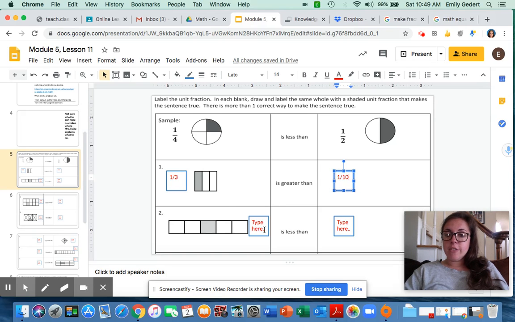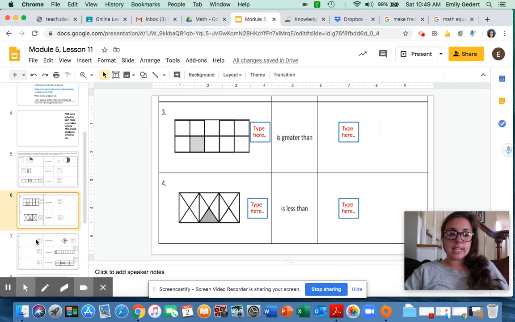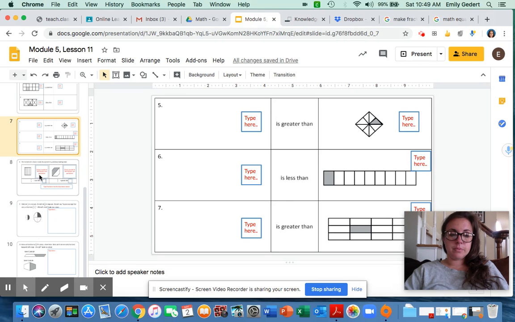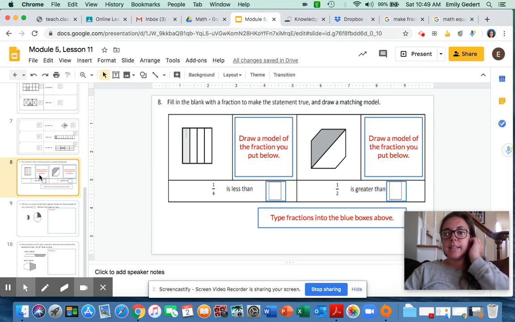And then just be careful because on number 2, you're not doing greater than, you're doing less than. So they kind of change that up. So you're going to do that on slide 5, and then here on slide 6 and slide 7. On slide 8, you're doing the same thing, it's just set up a little bit differently.